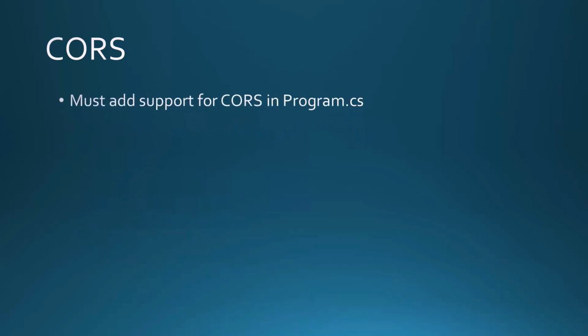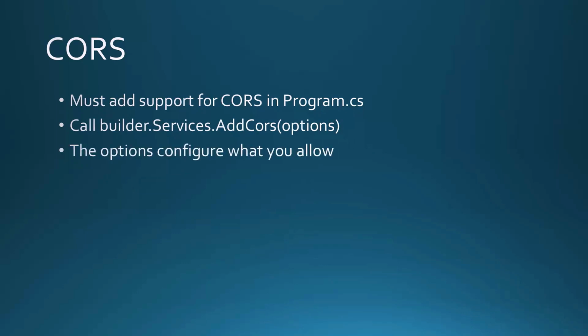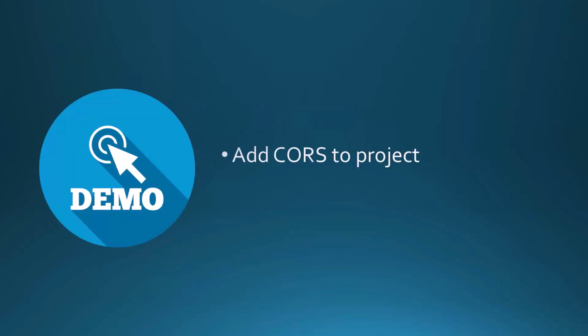Now, we must add support for CORS in our program.cs, in our web API project. We do that by calling builder.Services.AddCors and adding some options. Now, the options are optional, but you're probably going to want to put those in. And the options configure what you're going to allow, right? All resources, all domains, only certain domains, all of that is what we pass in these options. So let's take a look at adding CORS to our web API project.